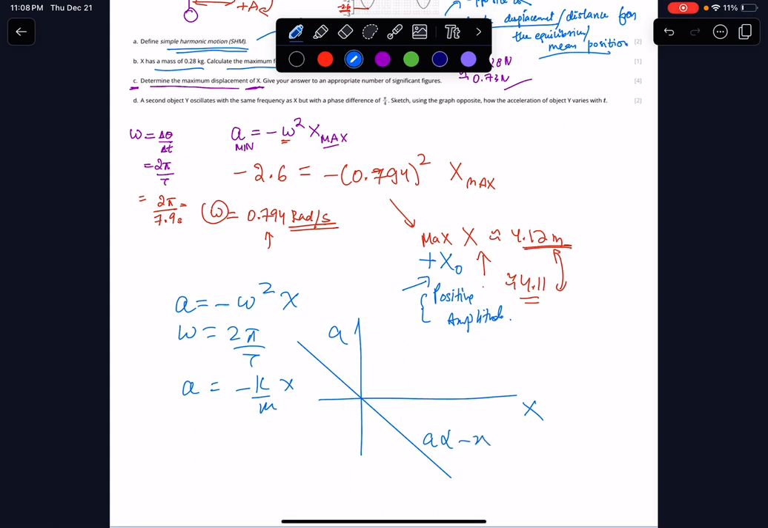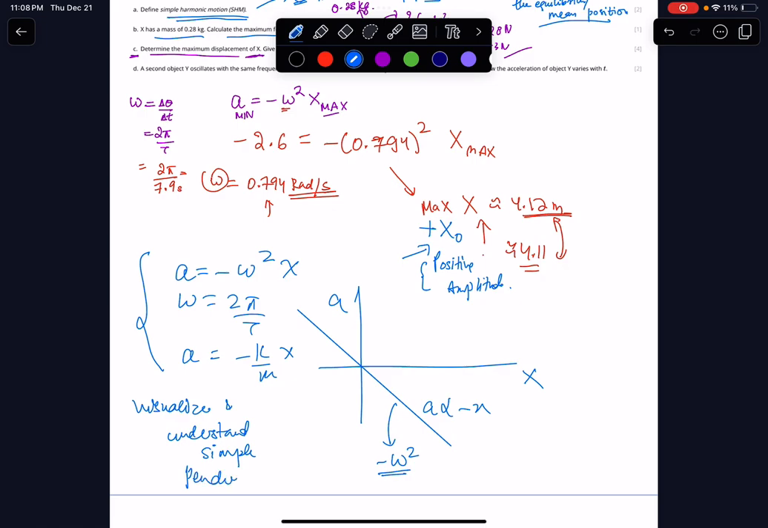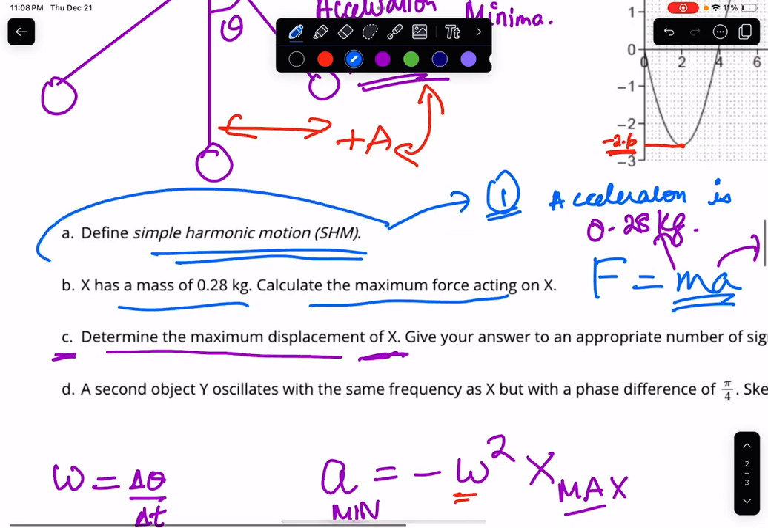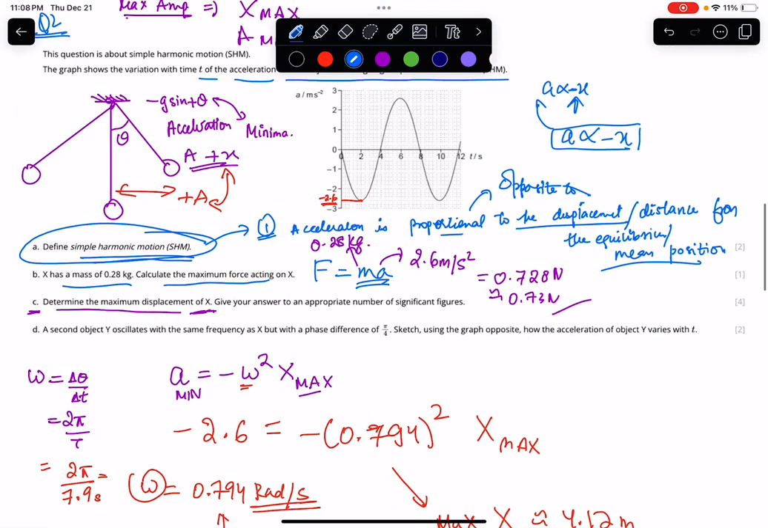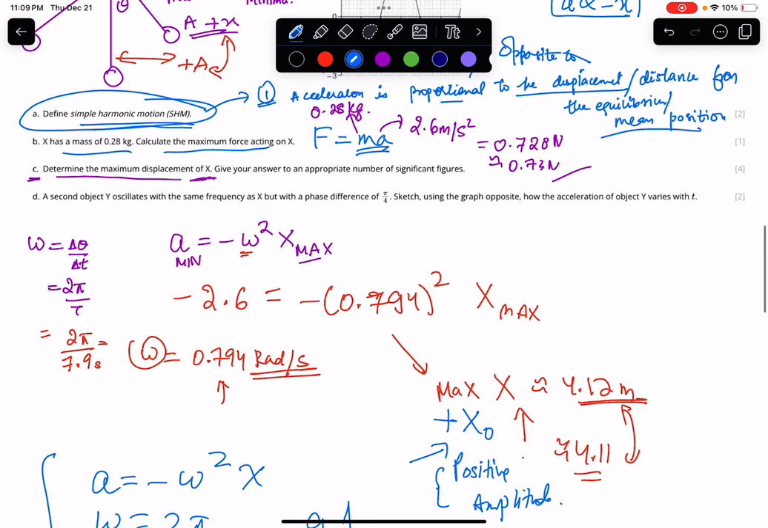And you need to know that the gradient of this is just negative omega squared. Okay? And then you need to be able to visualize and understand the simple pendulum. The main thing for these questions is this question over here, to define simple harmonic motion, which tends to be fairly common. So if you spend time on those, then that would be a good idea.